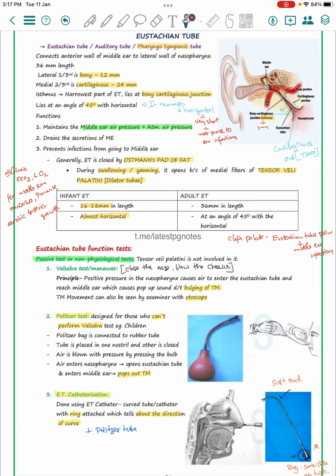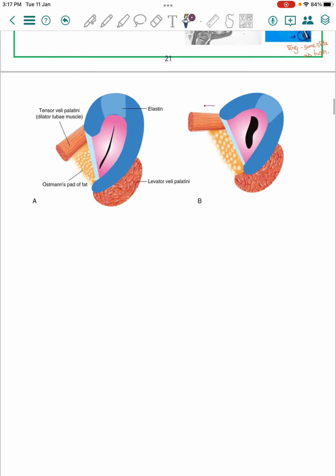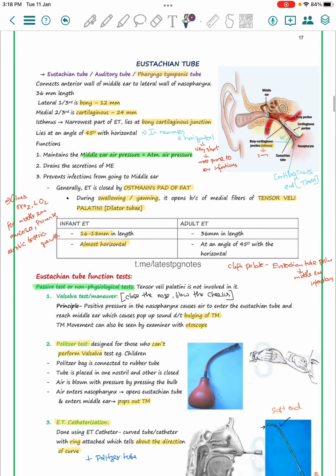Okay guys, the Eustachian tube is closed by Ostmann's pad of fat, and another muscle, the tensor veli palatini, opens it during swallowing and yawning. Hey guys, you can see this is the Eustachian tube, which is closed here and opened here. This is the Ostmann's pad of fat, which will be less in children and more in adults. These are surrounded by muscles called tensor veli palatini and levator veli palatini. During yawning and swallowing, this muscle gets contracted. You can see the arrow here, so it causes the opening of the Eustachian tube. This is the normal functioning.